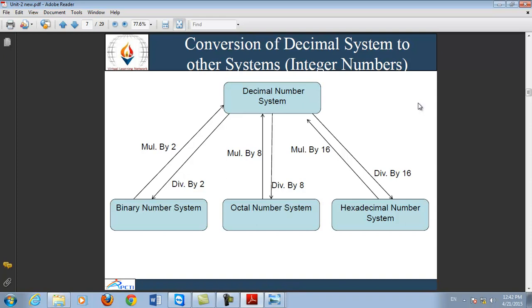You can ask your questions through the chat box in the TeamViewer. If you have any doubts, any queries related to the conversion process, then please ask, because it is the most important topic from the point of view of exams.